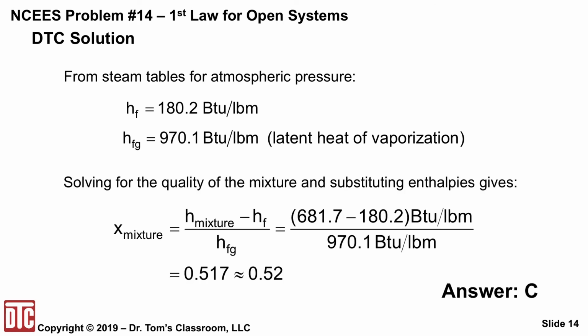Substitute that into our expression for x mixture, which will be h mixture minus h_f over h_fg. The units come out non-dimensional, which is what we are looking for. We get an x mixture of about 0.52, which is answer C.